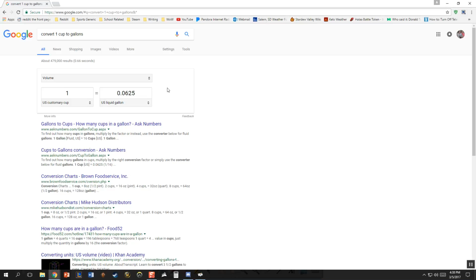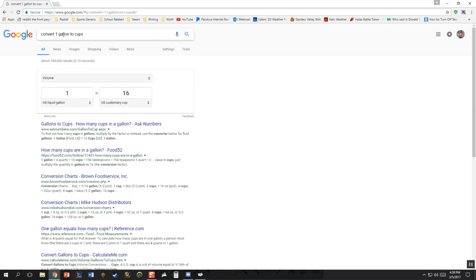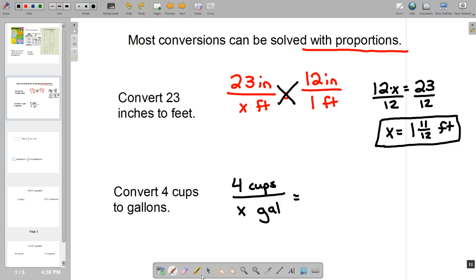Now, if you're like, whew, that looks very confusing, what you can do is, instead of saying cups to gallons, you can type in 1 gallon to cups. And it will usually give you a simpler thing in reverse, which is that 1 gallon is equal to 16 cups. So I'm going to go back to my problem, and I know that 1 gallon is equal to 16 cups. And now I can cross multiply to solve.